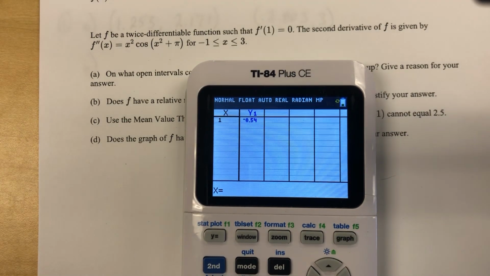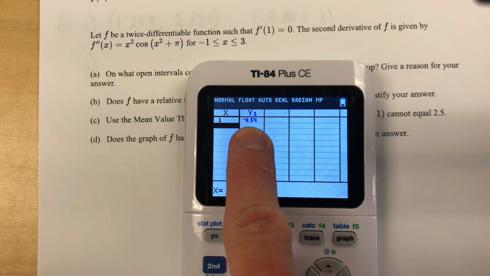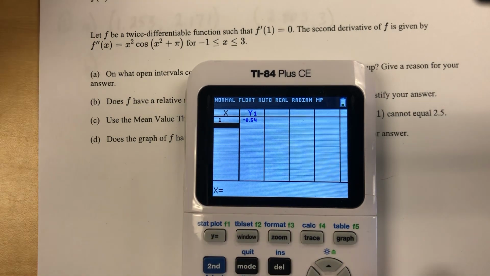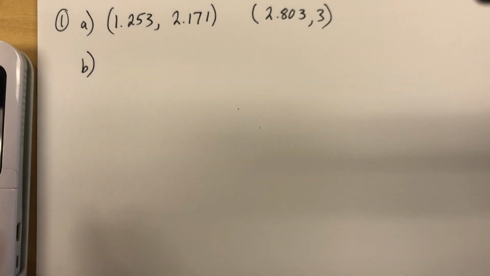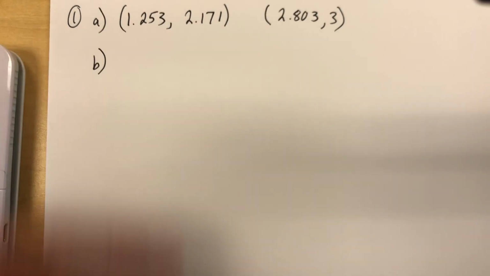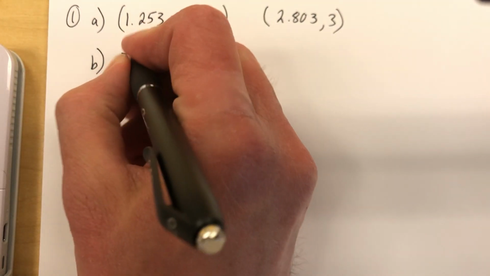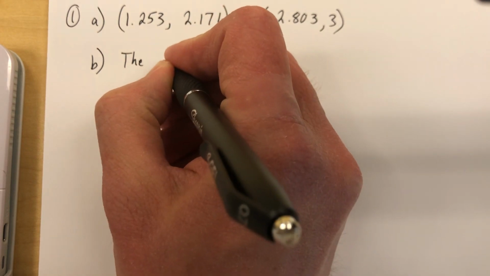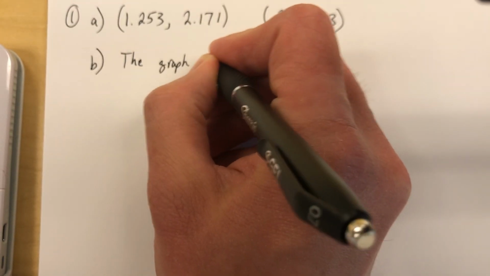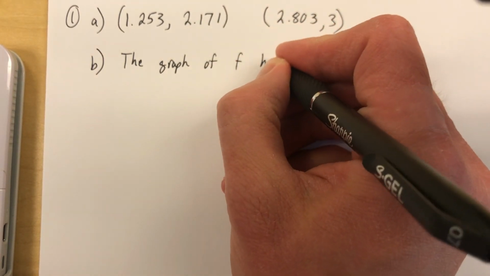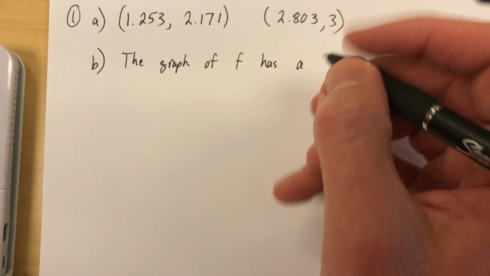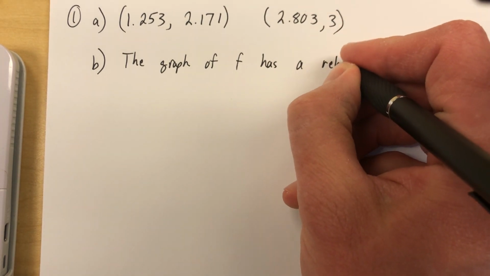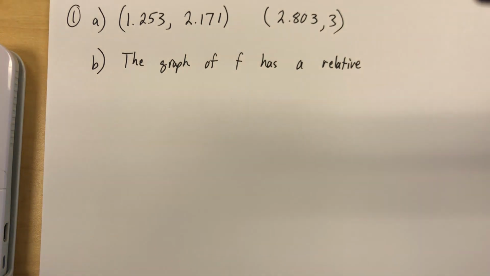Let's go to the table, plug in a 1. We have a negative. So I'm going to write that down. Let's see. I'm justifying my answer right now. The graph of f has a relative... Okay, haven't even decided it. I've already started my sentence.